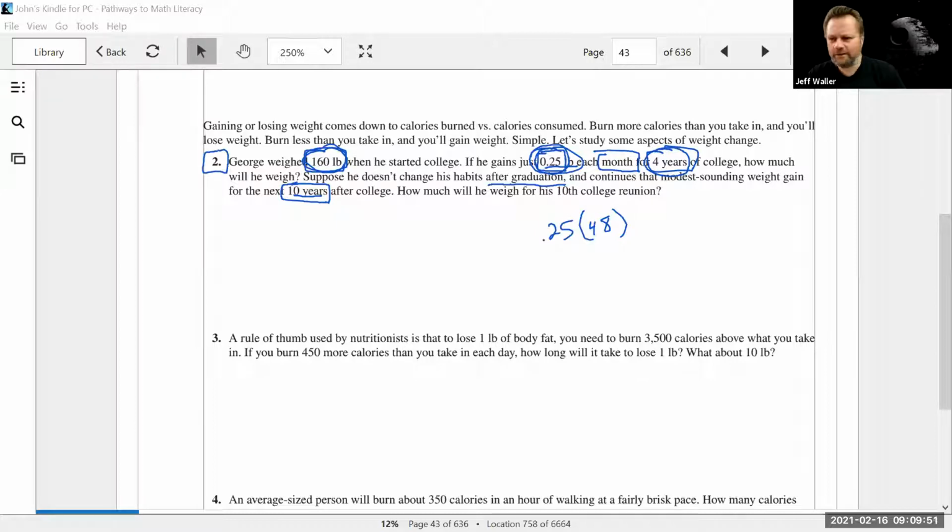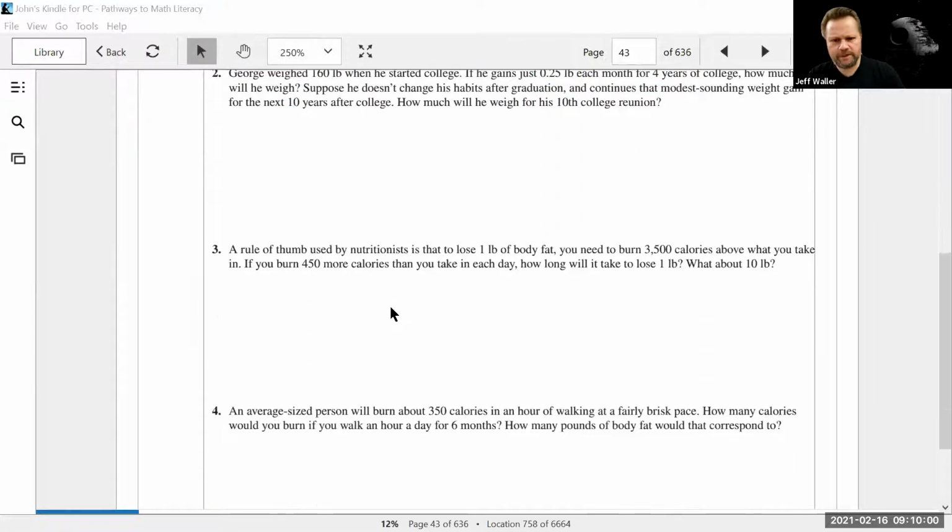All right. Is that all right? And then you said number 3 works the same way. These all kind of are the same problem in a way. Number 3 says to lose 1 pound, you need to burn 3,500 calories.